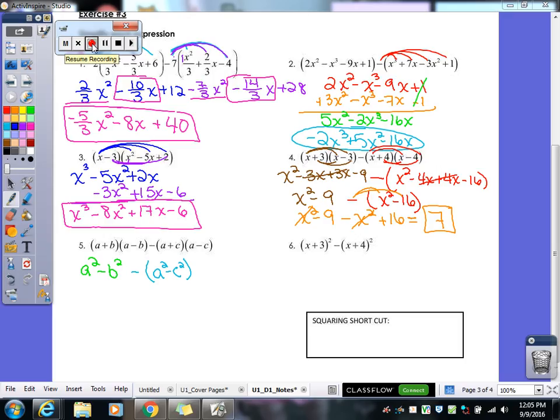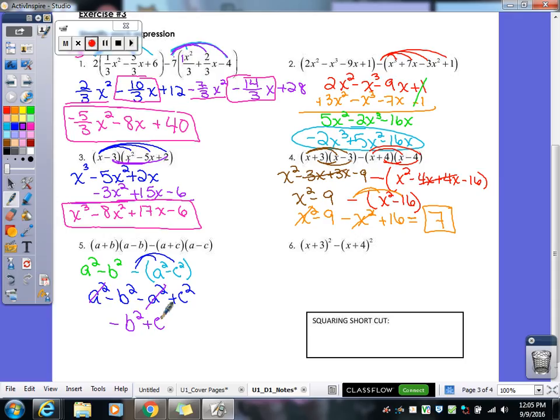After you multiplied, you should have gotten a squared minus b squared after you combined your like terms for the first one, and then a squared minus c squared for the second one. I saw some of you already distributed your negative sign there. And then when you did that, you saw that your a squareds canceled out, so we have negative b squared plus c squared. That is our final answer.